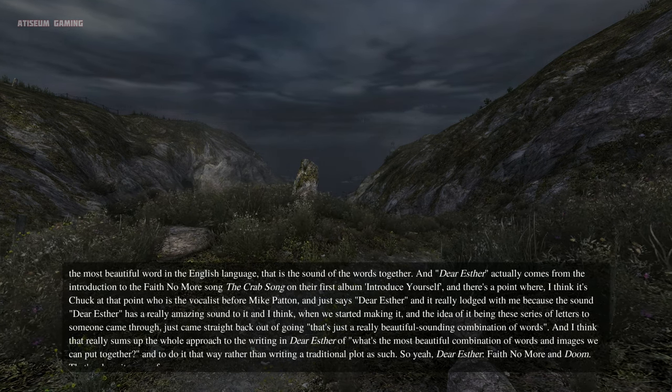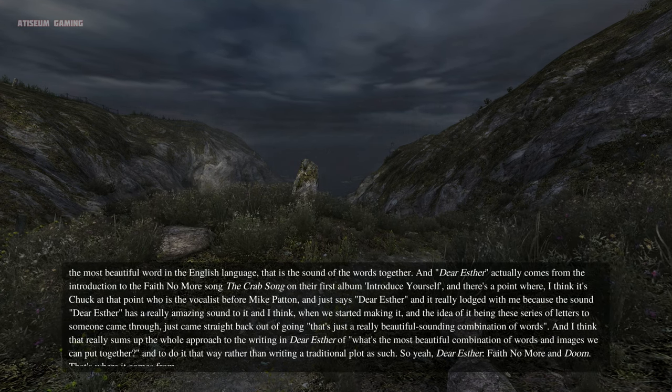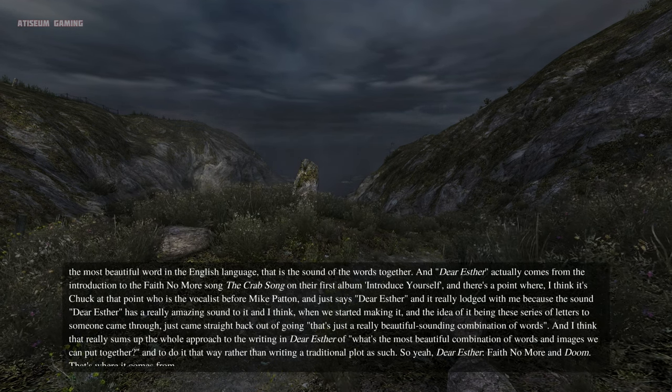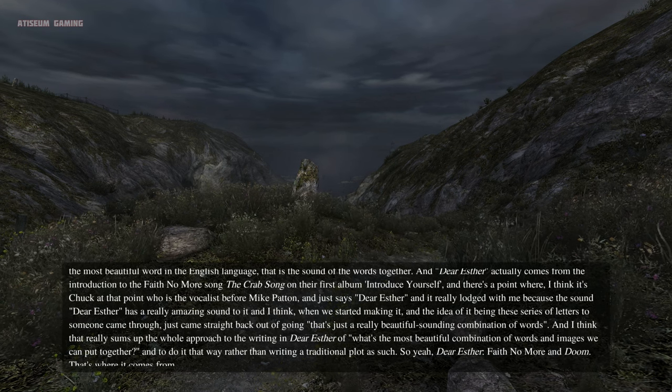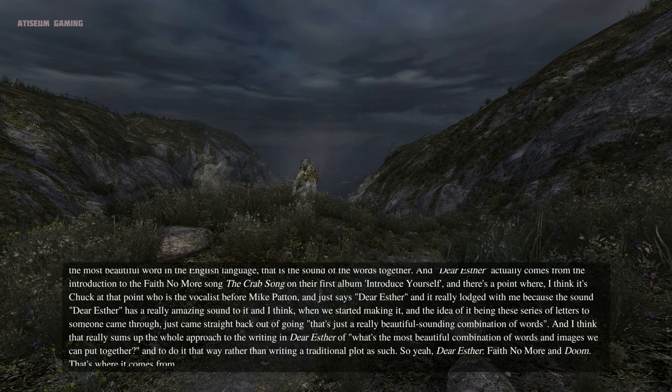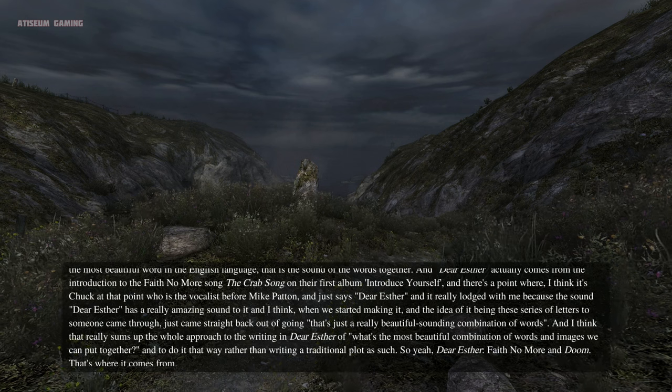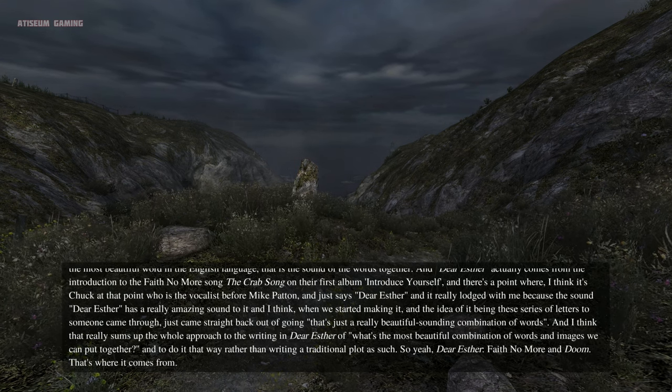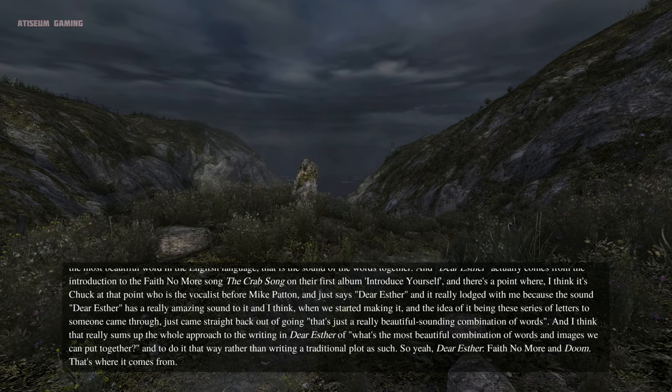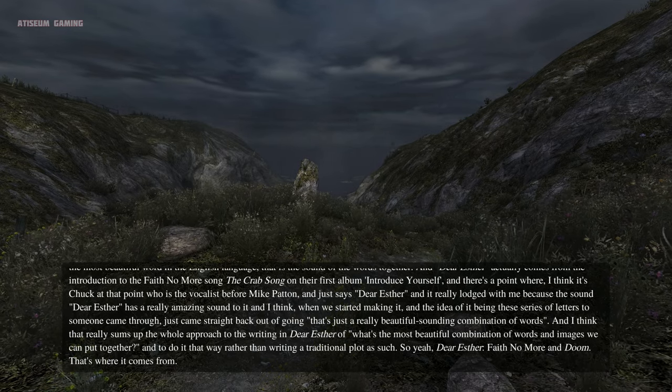And I think that really sums up the whole approach to the writing in Dear Esther, of what's the most beautiful combination of words and images we can put together, and to do it that way rather than writing a traditional plot as such. So yeah, Dear Esther, Faith No More and Doom, that's where it comes from.